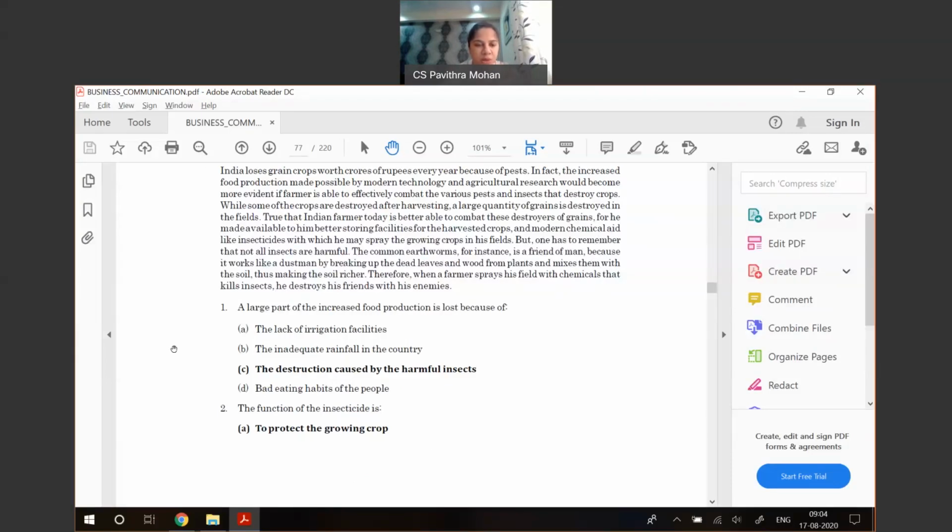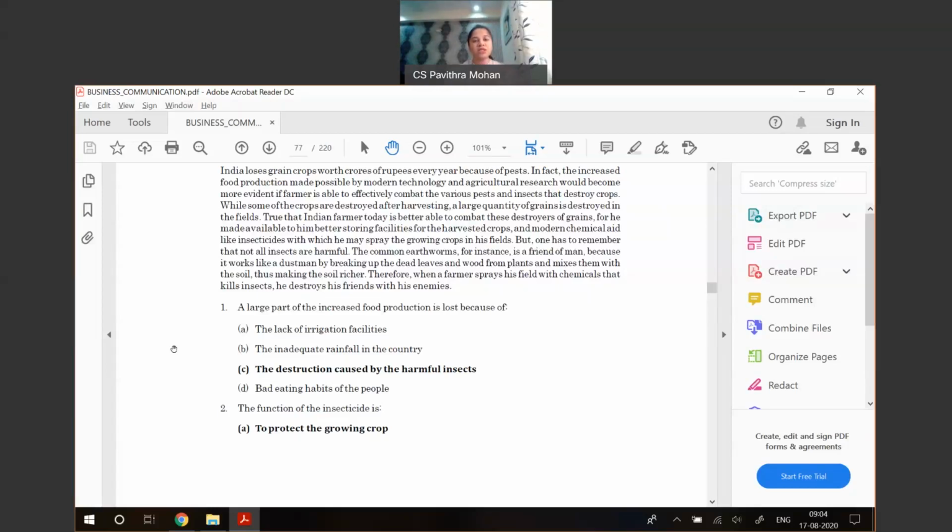But one has to remember that not all insects are harmful. The common earthworm, for instance, is a friend of man because it works like a dustman by breaking up the dead leaves and wood from plants and mixes them with the soil, thus making the soil rich. Therefore, when a farmer sprays his fields with chemicals that kill insects, he destroys his friend with his enemies.